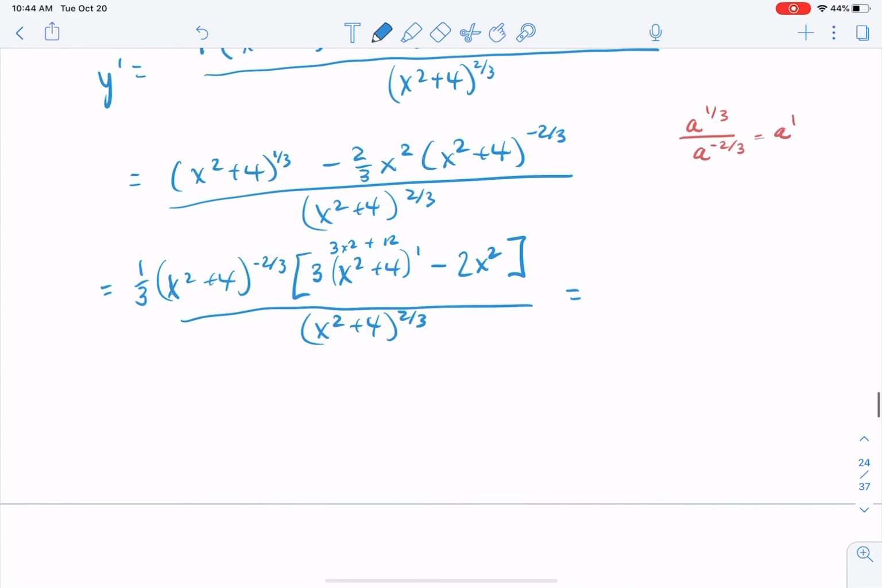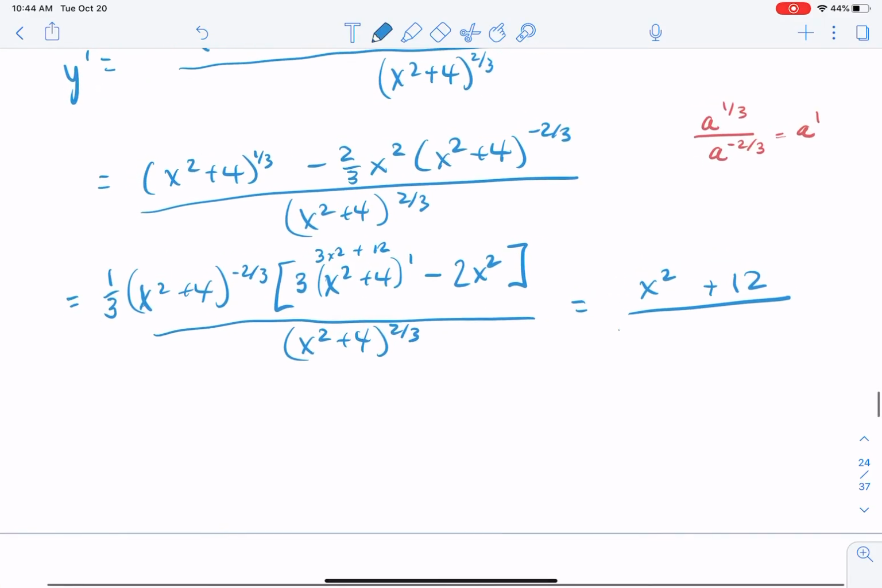All right, here we go. Here's our final answer. Across the top, I have 3x squared minus 2x squared gives me just an x squared plus 12. All of this over 3, this 3 is going to come down, and then parentheses here, I'm going to have x squared plus 4 to what power? Think about this. When this comes down to the bottom, it's going to be a positive 2/3 power that I'm going to multiply times this positive 2/3 power.